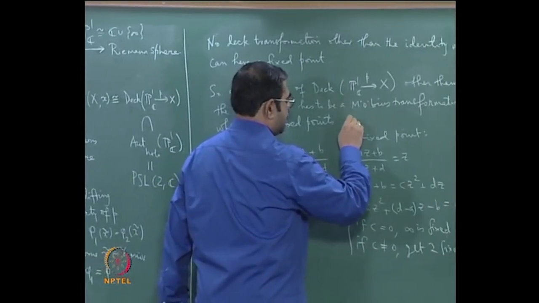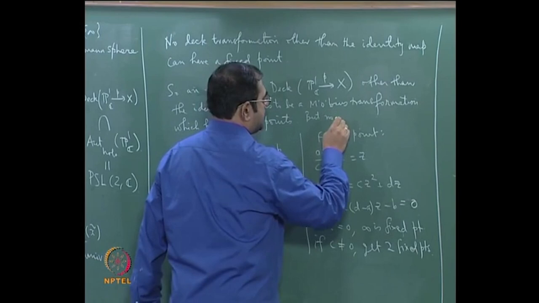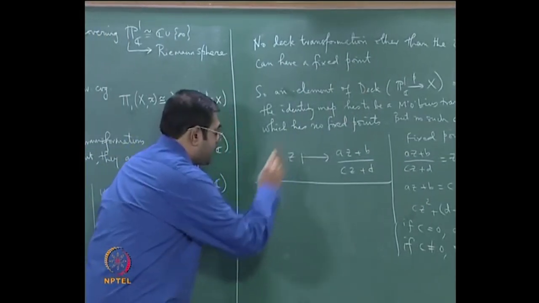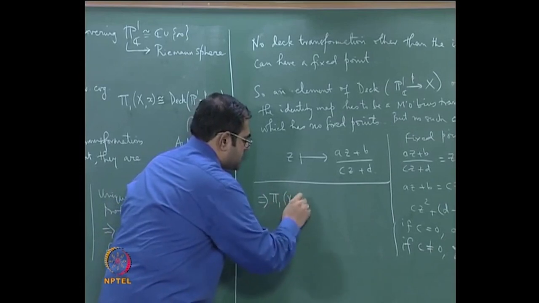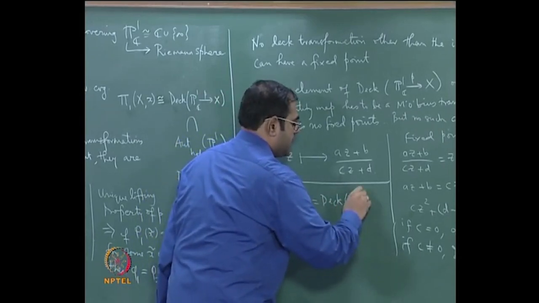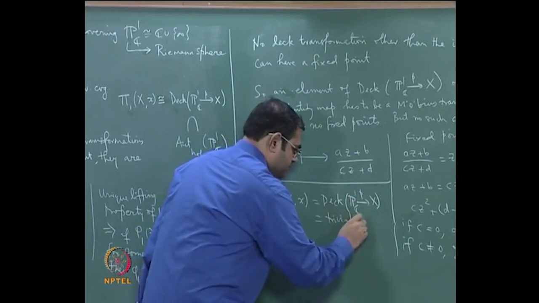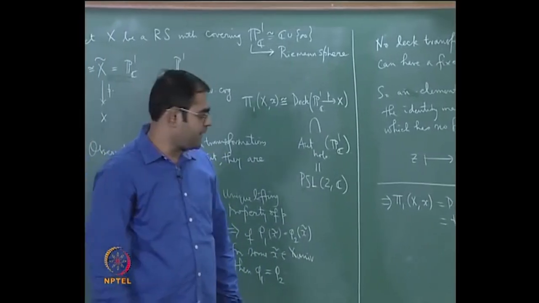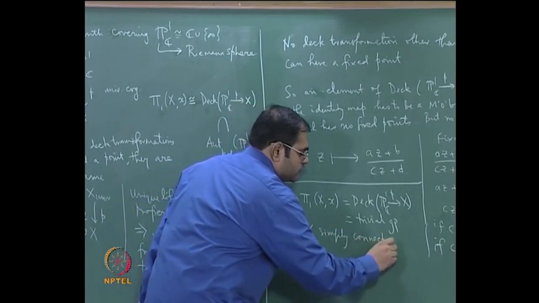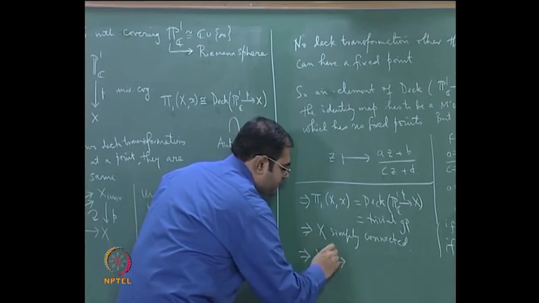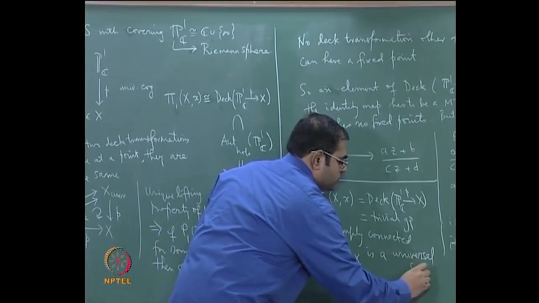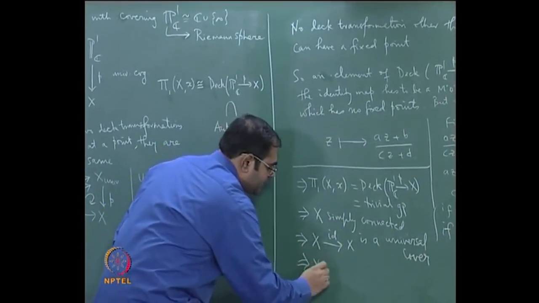So let me add here, but no such can exist. So what this implies is that π1(X, x) is equal to the Deck transformation group of P: X → P1(C), which is the trivial group. Namely, it consists of only the identity element, and this implies X is simply connected. But this implies that the identity map X to X is a universal cover. And that will imply that X has to be isomorphic to P1.